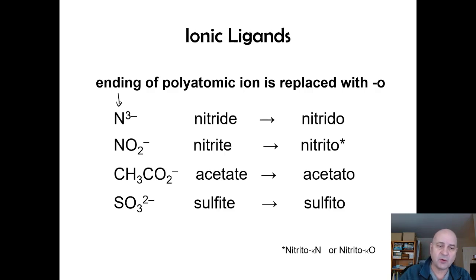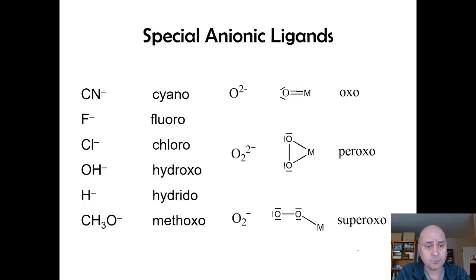And of course I need to point out that nitrite can coordinate either through nitrogen or oxygen. This is a kappa here. When we name them, we indicate that with a kappa N or kappa O. If you have that information, fine. If I just list the formula and you don't know, just call it a nitrito.